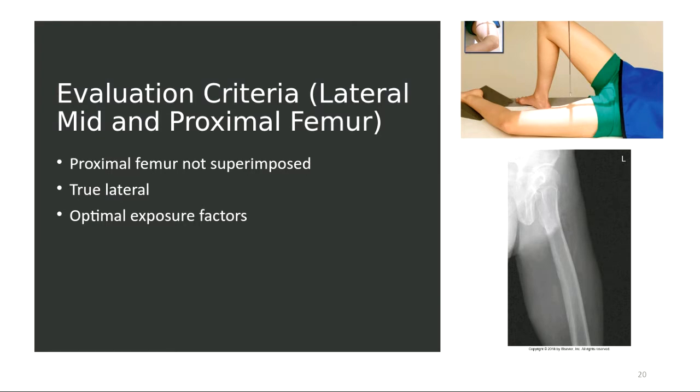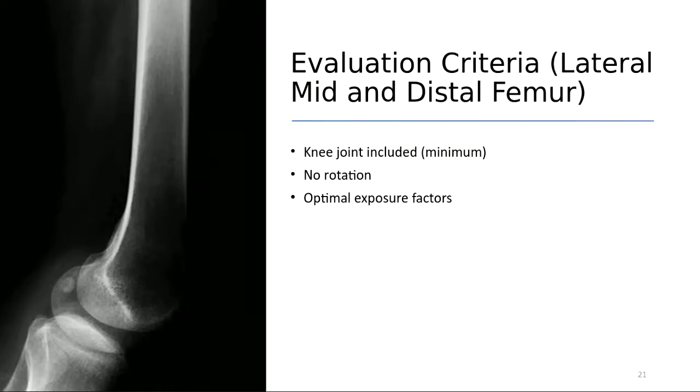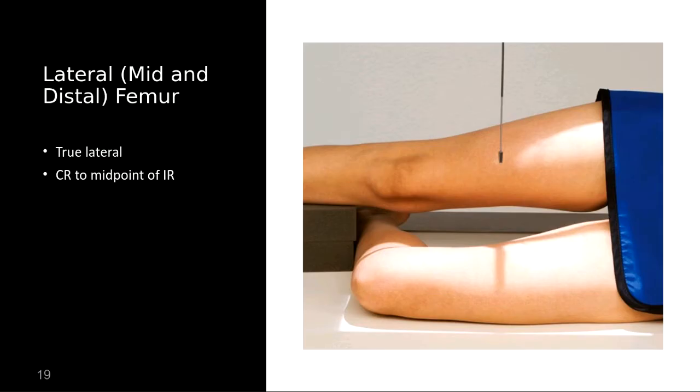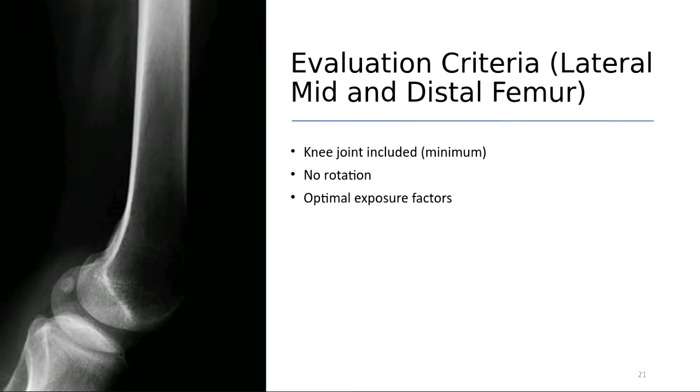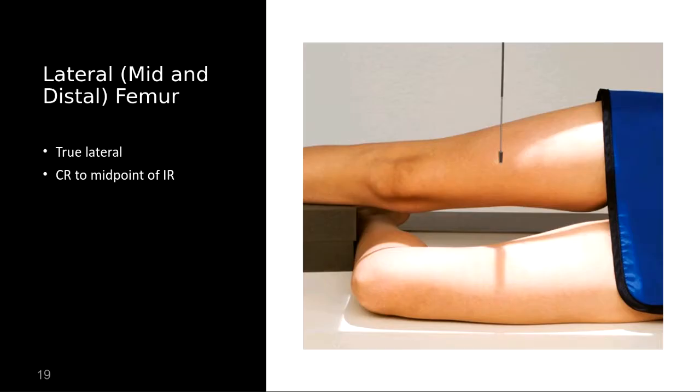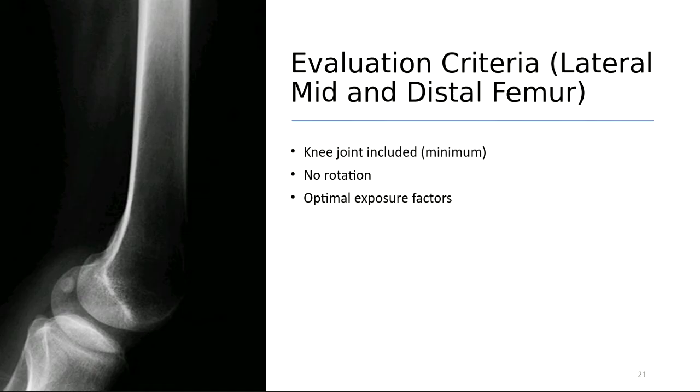That's a mid and proximal. I'm so sorry, that is not what we want. Okay, so this is what we're doing: lateral of the mid and distal femur. And this is actually what it would look like, because remember, we have to include the knee joint on that. So in this image right here, you can see that you've got the knee joint in there and you've got the distal portion of the femur. And this is what you're going to end up looking like.